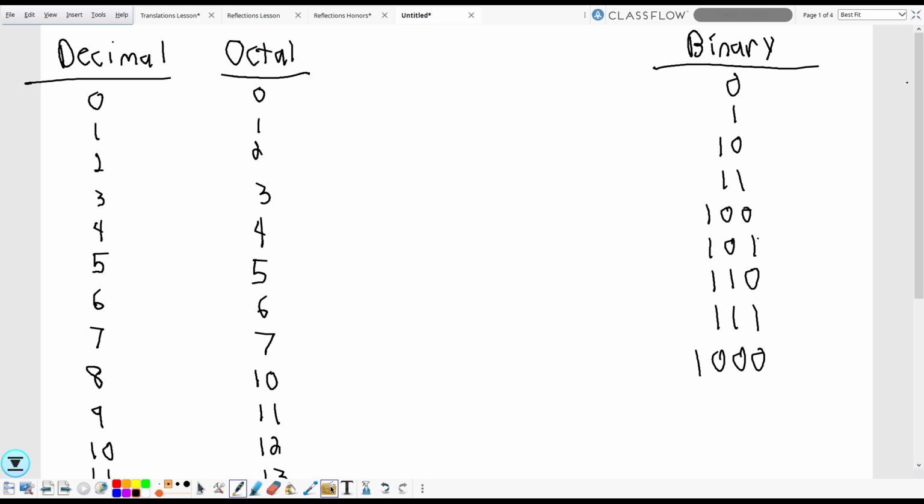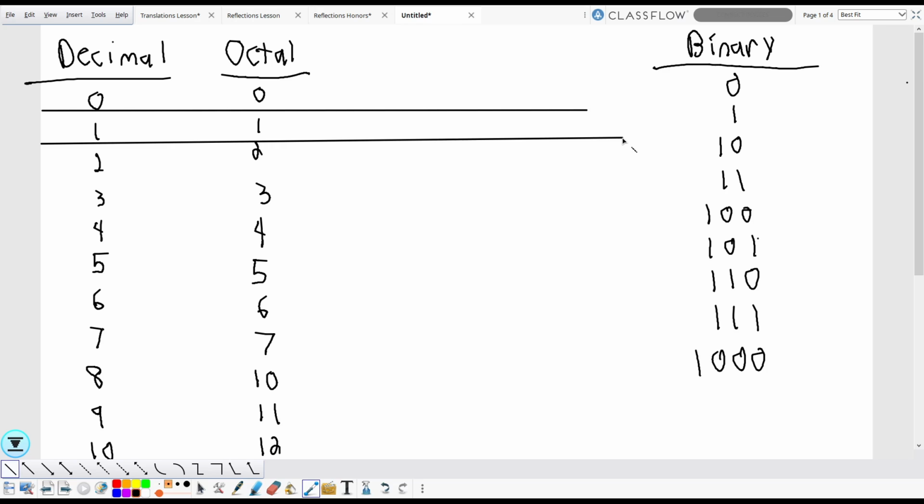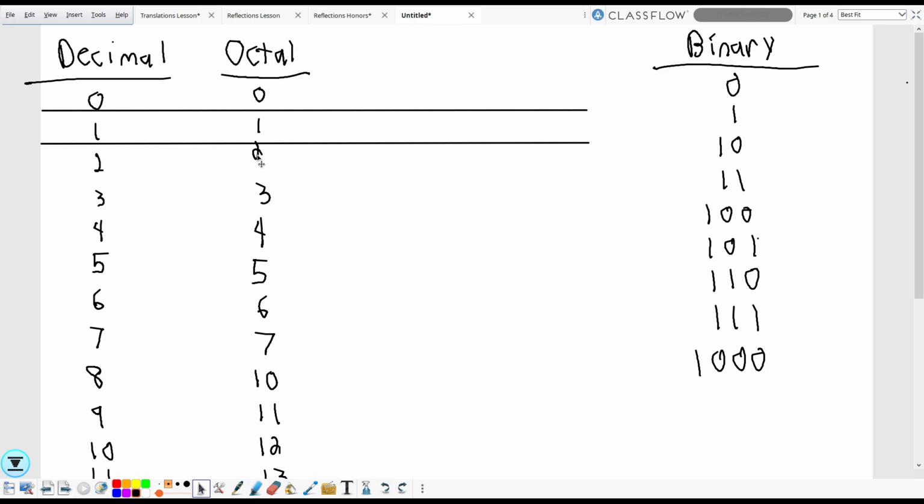So what makes hexadecimal really nifty? Let me do this, just because I need to make a nice, neat chart so we can compare all our numbers accurately. It's not going to be great, but it's going to be all right. Can I move this?